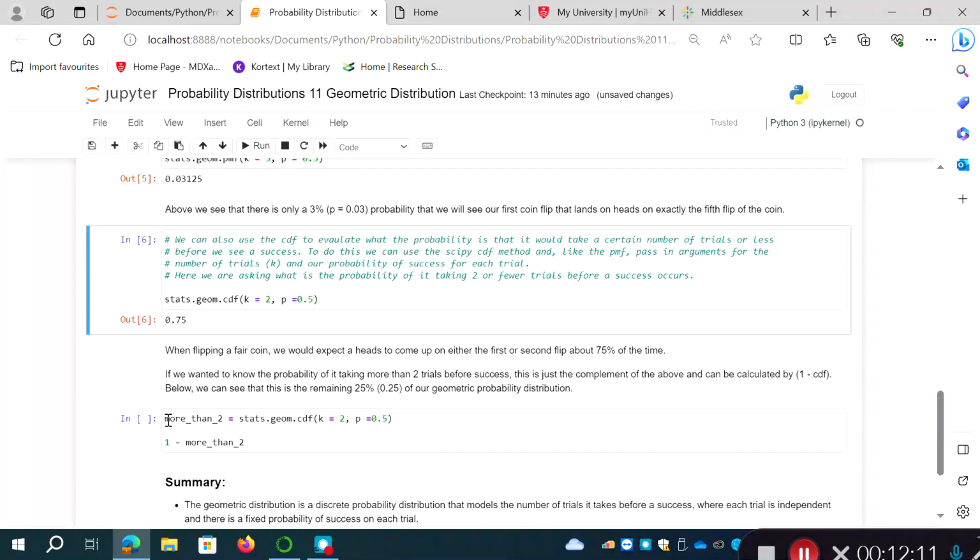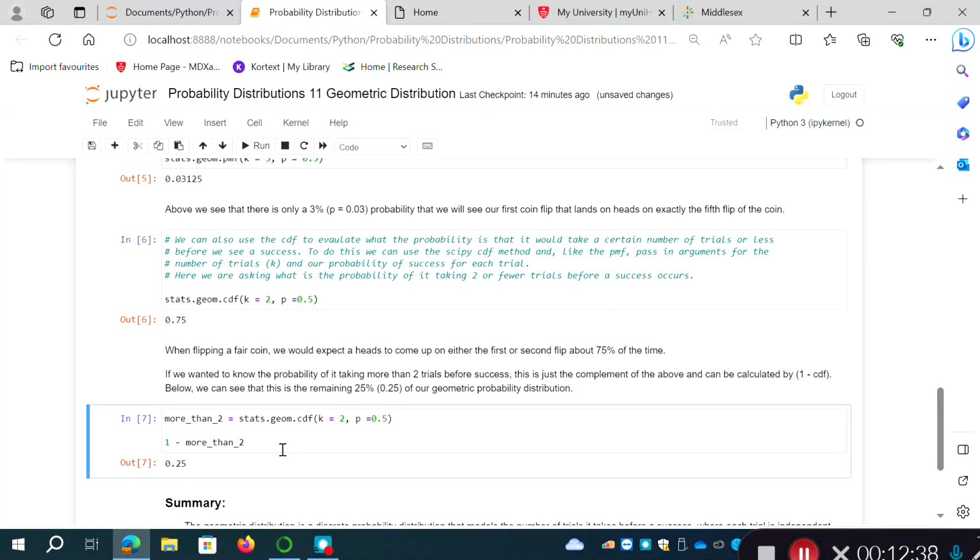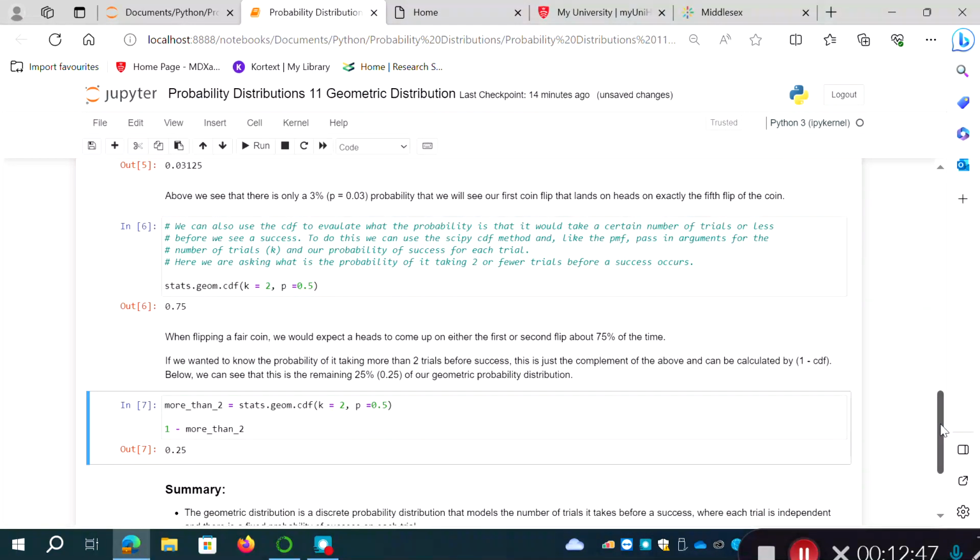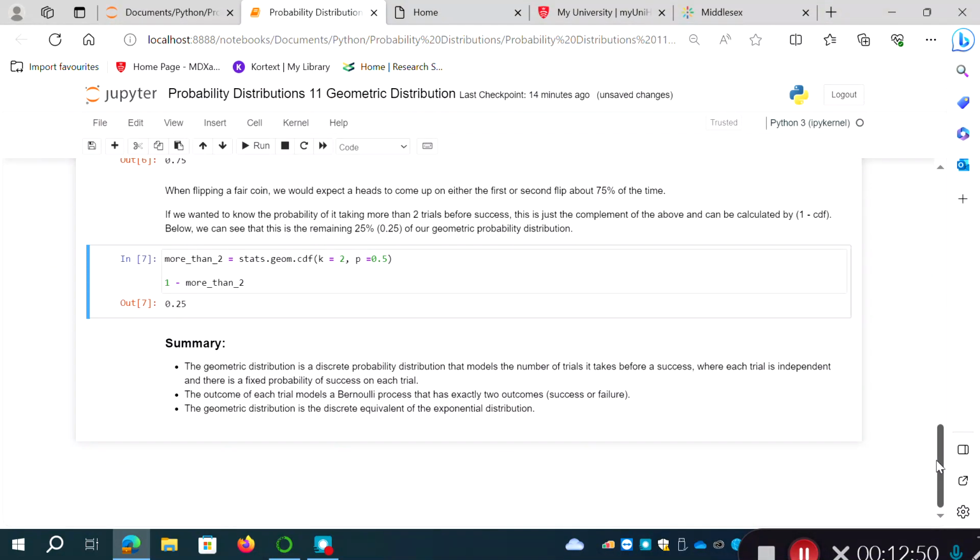What I've done is created a new object, called more than 2, and we've used stats.geom.cdf. K is 2, P is 0.5 as above, so we know that came out as 0.75. But then to calculate the complement, all I've done is 1 minus this CDF value. What we see is it returns a value of 0.25, 25%, which is the remainder if you subtract 0.75 from 1.